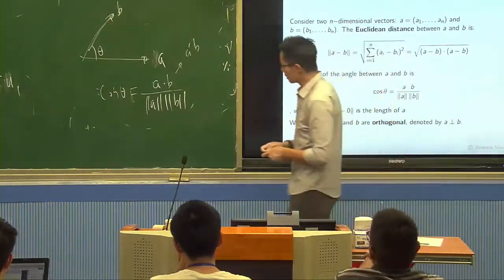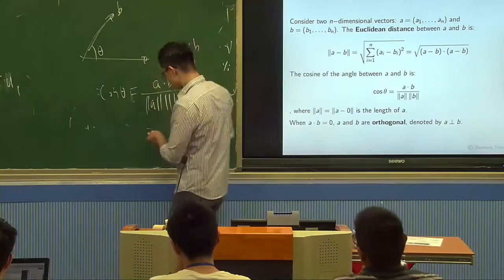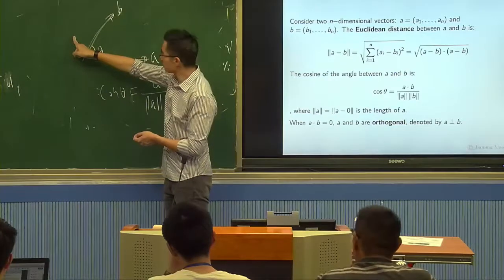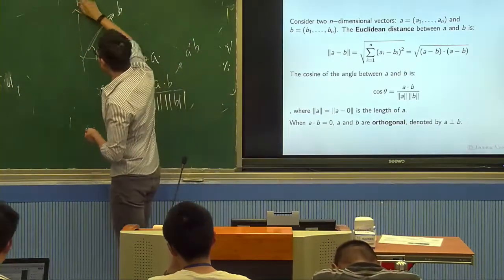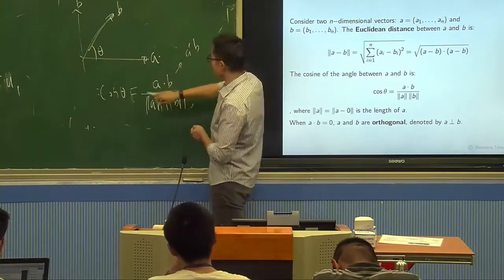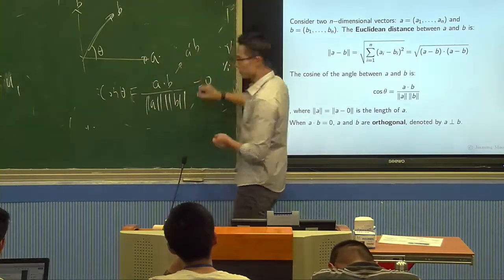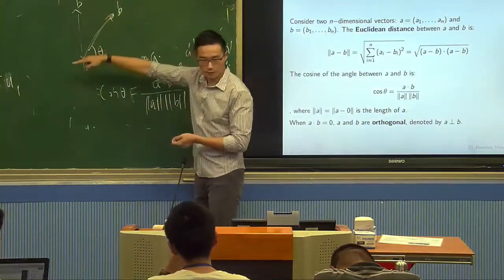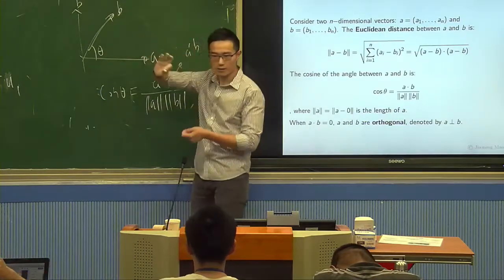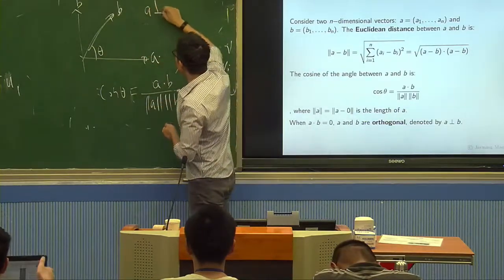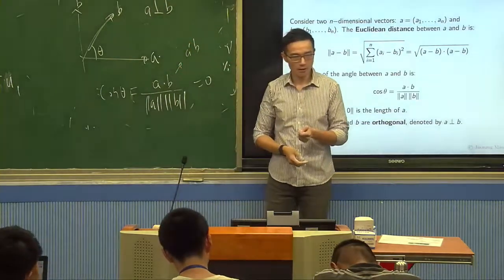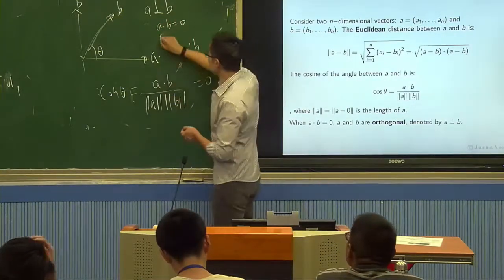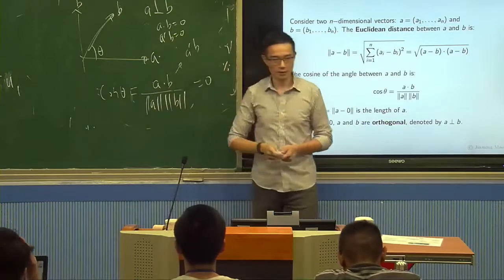So if this theta is 90 degrees, like this, then this cosine theta becomes zero. When they're perpendicular to each other, we say A and B, as two vectors, are orthogonal. So we say A is orthogonal to B, and when that happens, the dot product equals zero, or A prime B equals zero. You can write it that way.